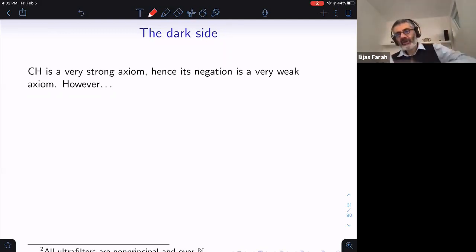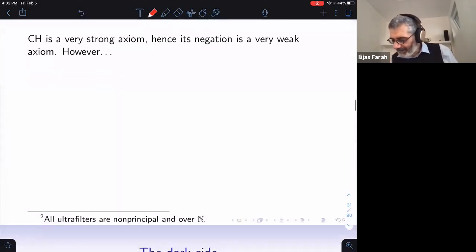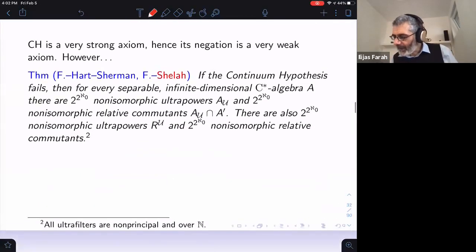Well, then its negation shouldn't have many consequences, and it is true most of the time. So the negation of CH is mostly virtually useless as an axiom. However, it has one application, at least. And here it is. You just need the continuum hypothesis to fail if you want to give the other answer to Kirchberg's and McDuff's questions.